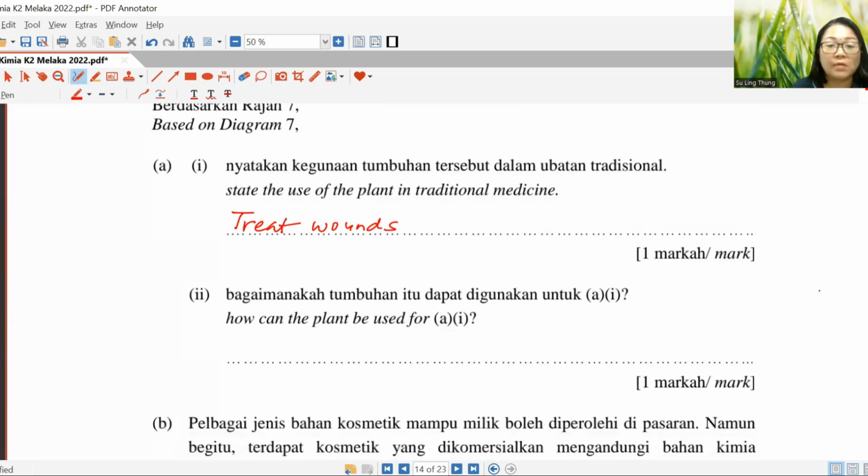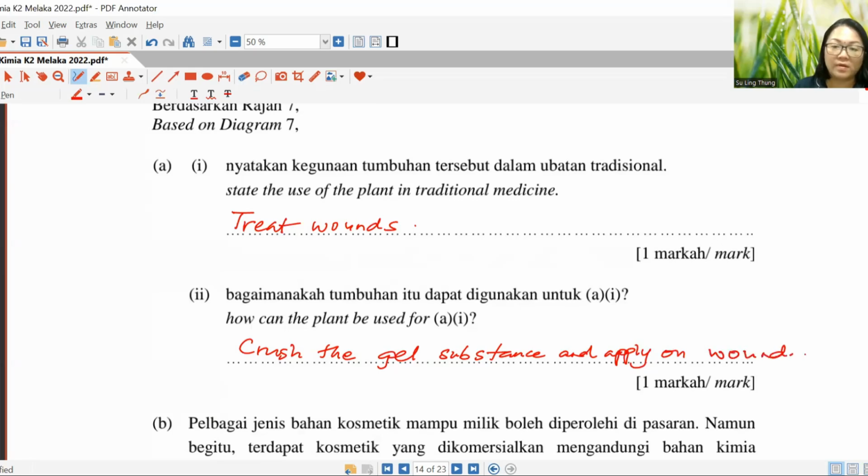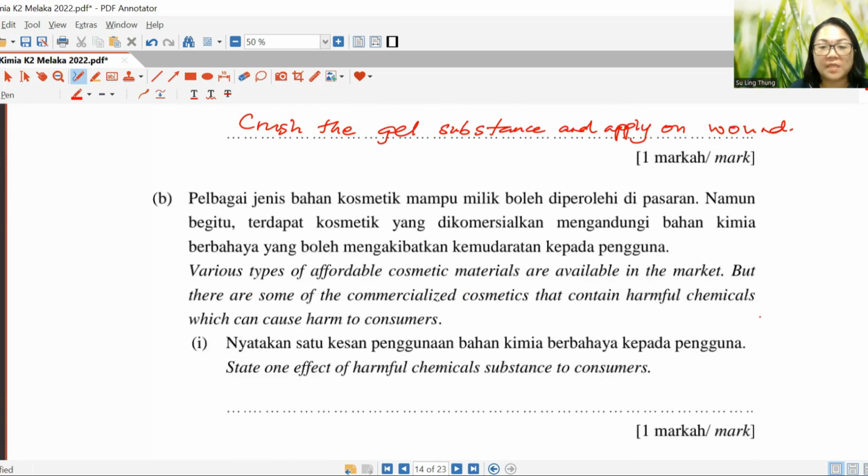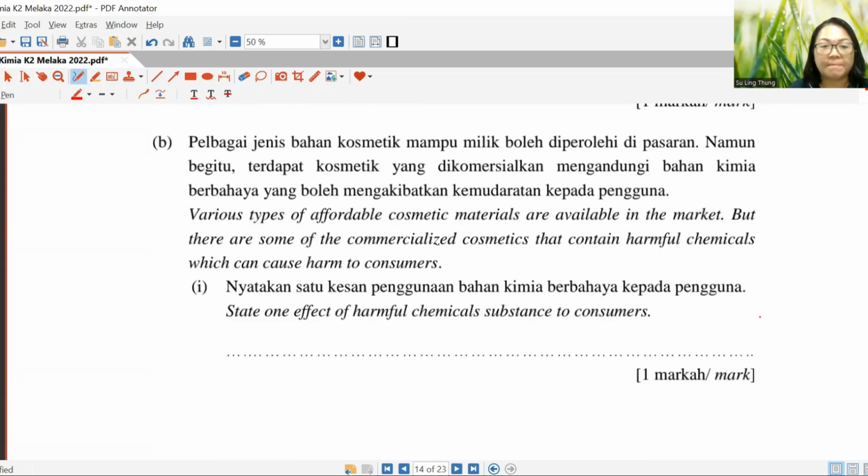Okay, now how can the plant be used for? Meaning he's trying to ask you, how do you use that plant? Okay, so you can actually crush the gel substance. Okay, crush the gel substance and apply on the wound. Okay, that's simple.